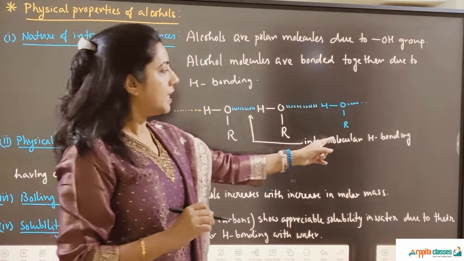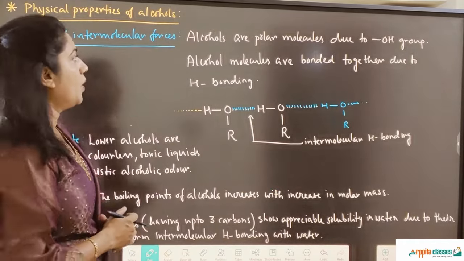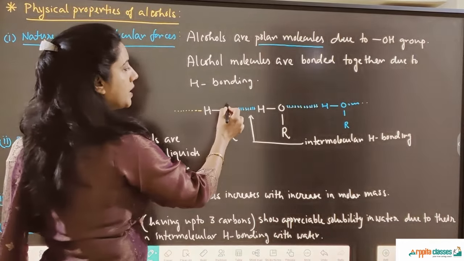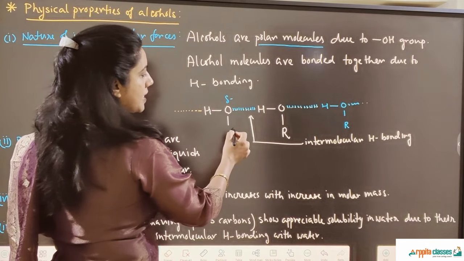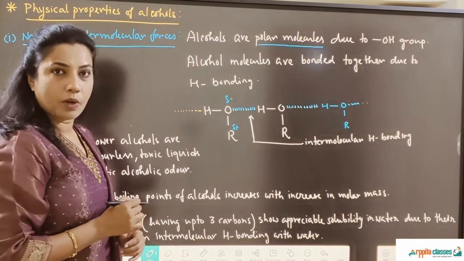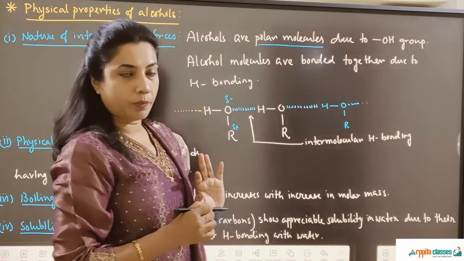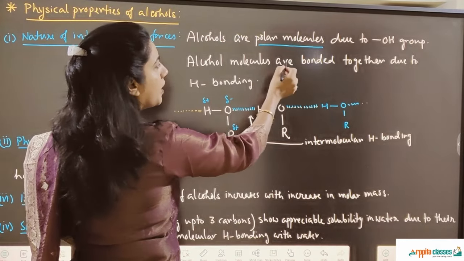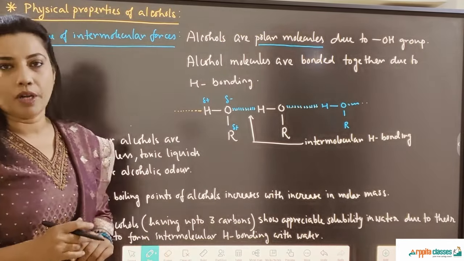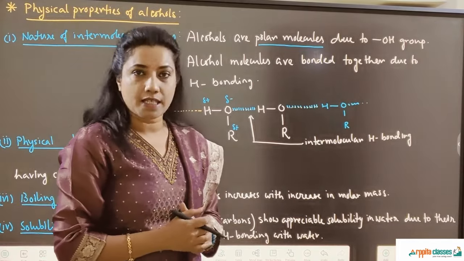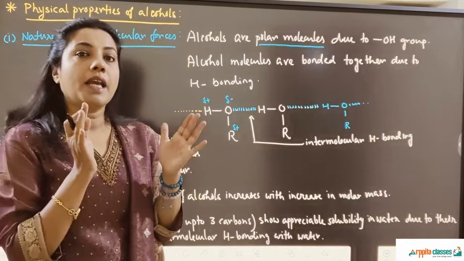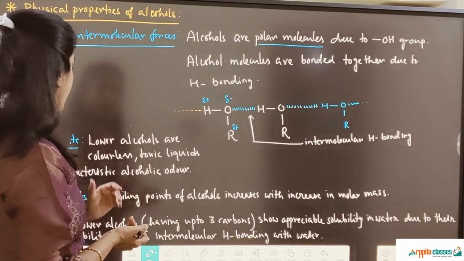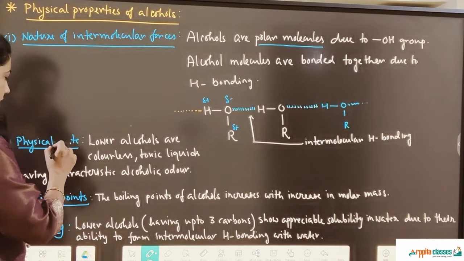This is called intermolecular hydrogen bonding. Alcohols are polar molecules. Why? Because oxygen is delta negative and this carbon will be delta positive. So these are polar molecules due to the OH group. Because of the OH group present over here, even this hydrogen is delta positive. Alcohol molecules are bonded together due to hydrogen bonding. So there is a special type of bonding present in alcohol molecules which keeps them in associated form, which is intermolecular hydrogen bonding.